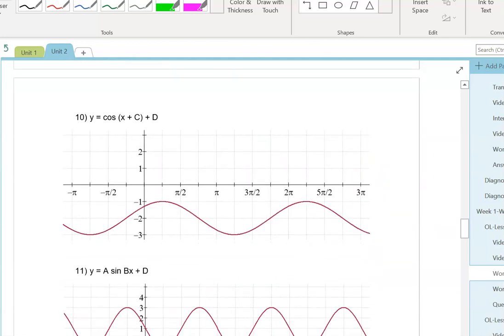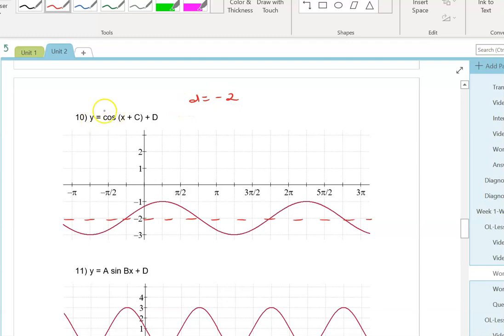This is question 10. All right, so the first thing I'm going to see is there's been a vertical shift. So I need to find where that equilibrium position is. I'm physically drawing that on the graph here, and I can see that the equilibrium position is at -2. So I'm going to write that D equals -2.